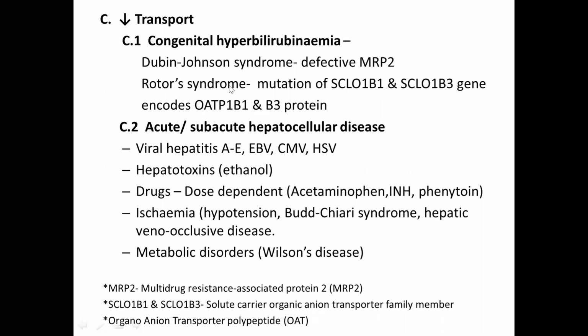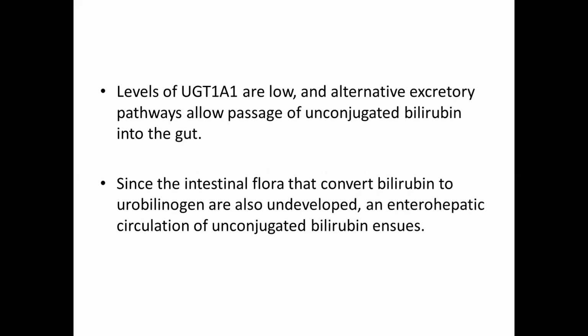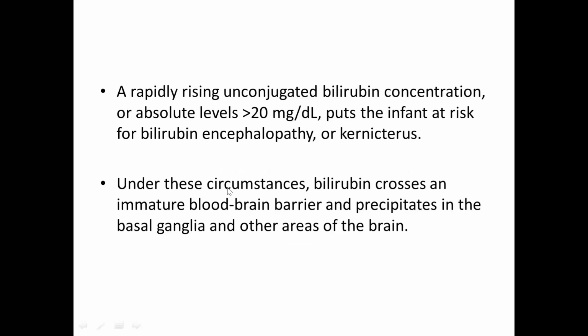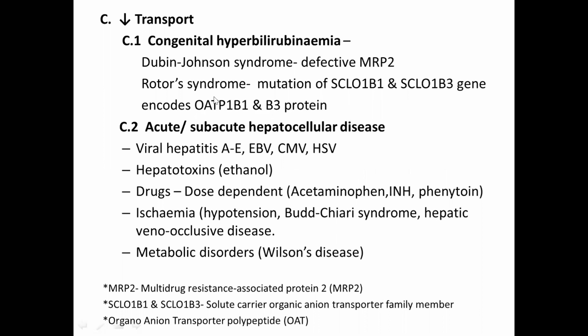So the third part is decreased transport. In hepatic jaundice, first there was decreased hepatocellular uptake, second there was decreased conjugation, and now there is decreased transport. This may be seen in congenital hyperbilirubinemia. Congenital hyperbilirubinemia is usually seen in Dubin-Johnson syndrome, which is usually seen because of defective MRP.